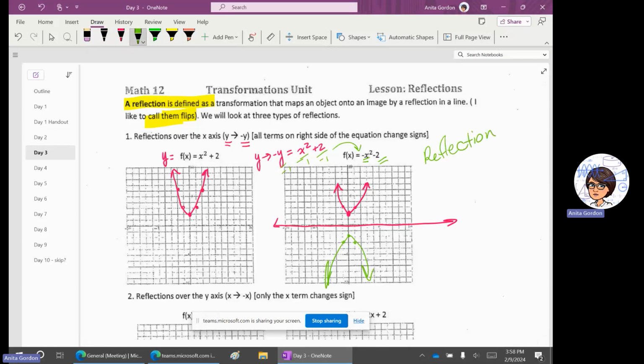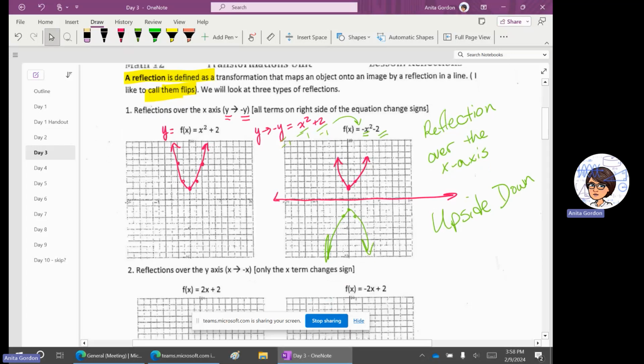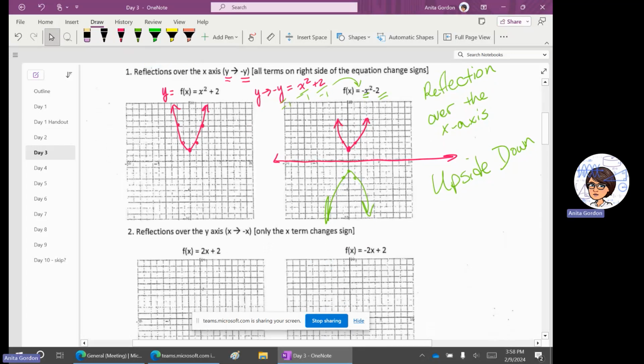Reflection. Hashtag mathlete. Over the x-axis or upside down. So we are replacing y with negative y, and that means the signs are going to change on all the terms on the right side of the equation.